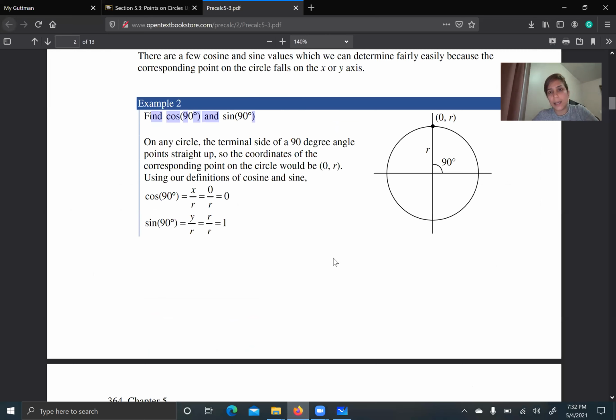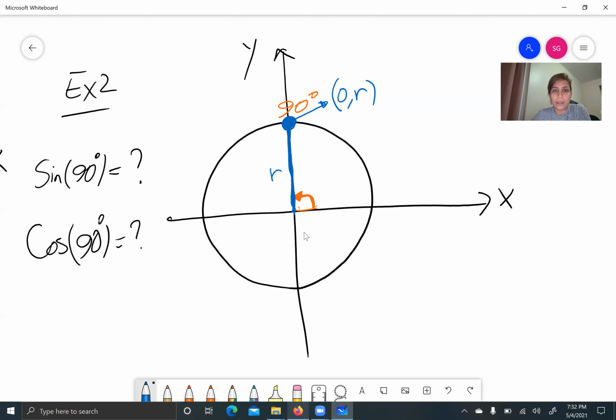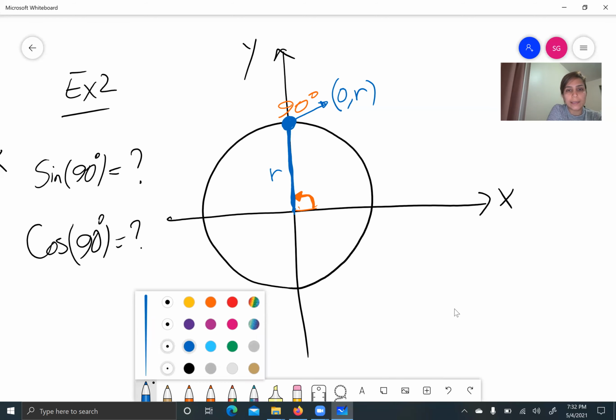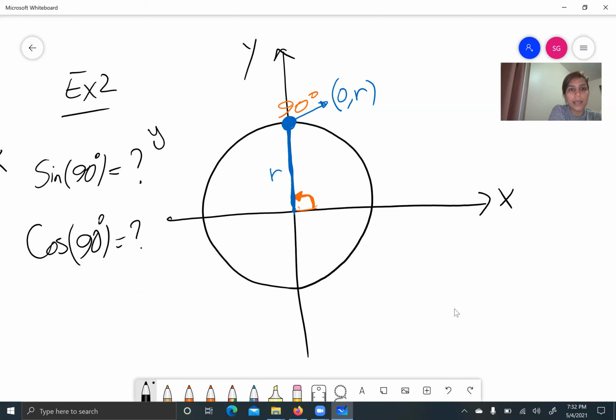Oh, r can be anything. I mean, it's not given. So I'm just going to put r, right? Okay, so now, what is sine and cosine again? Sine is y over r. So in this case, y is the same as the radius, r, divided by r gives me 1. So sine of 90 is 1.